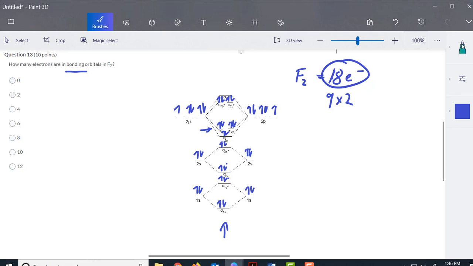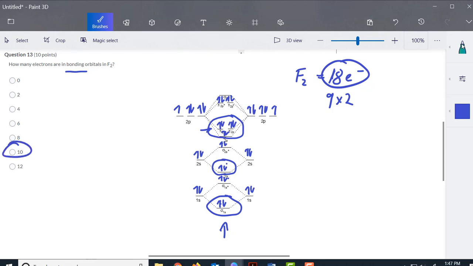So the question here is how many electrons are in bonding orbitals. Now the bonding orbitals, I'm going to circle them here. They're the ones at the bottom of each one, and the antibonding ones are the ones that have the stars on them. So all of these are what I consider bonding, and all these other ones are antibonding. If you were asked for bonding, it's 1, 2, 3, 4, 5, 6, 7, 8, 9, 10. So the answer would be 10 for the bonding.